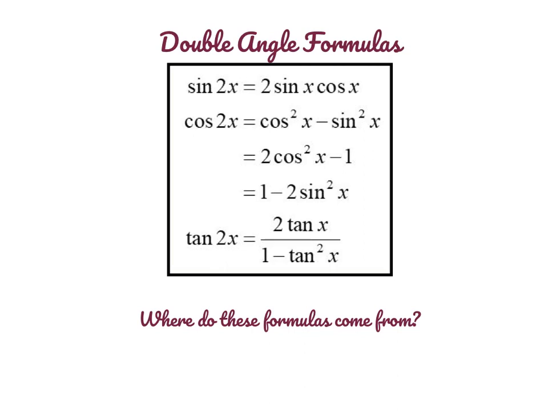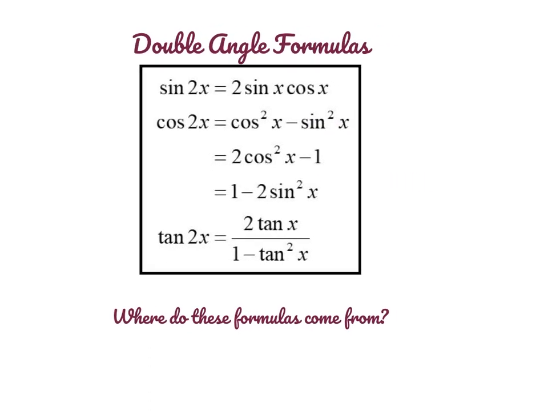Okay, so let's start with our double angle formulas. For sine, the double angle formula looks like this. It's sine of 2x equals 2 times the sine of x times the cosine of x. Now for cosine, the double angle formula is cosine squared x minus sine squared x.